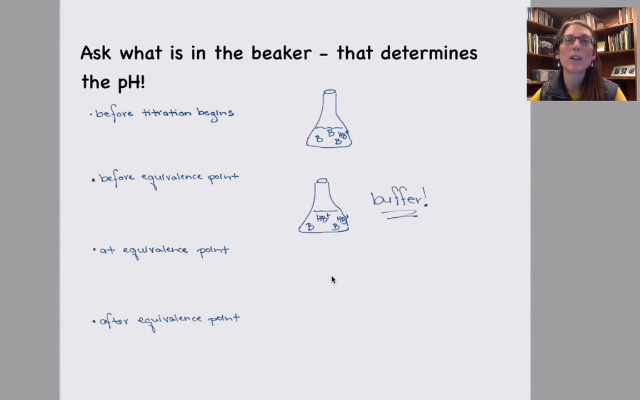At the equivalence point, all of that weak base will have been converted to the conjugate acid, so we'll have to work a weak acid problem. And then after the equivalence point, we're going to have excess strong acid.